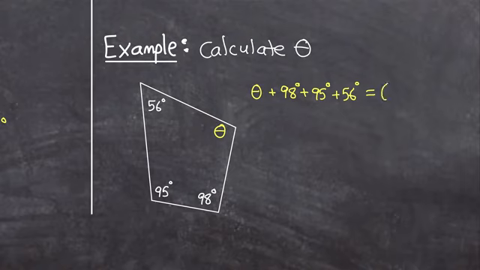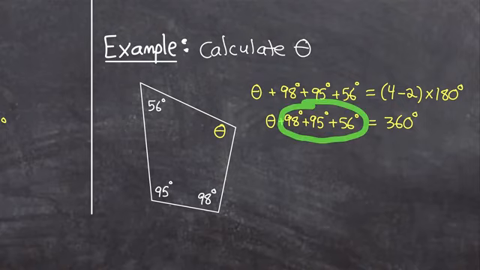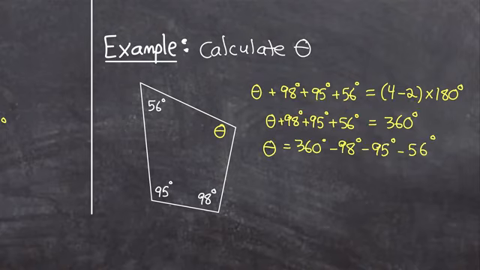So in this case, the number of sides is 4, so 4 minus 2 times 180 degrees. So the sum of the 4 angles would be equal to 2 times 180, which is 360 degrees. So to calculate angle theta, I would just have to subtract those three angles from 360, which would mean that angle theta is 111 degrees.